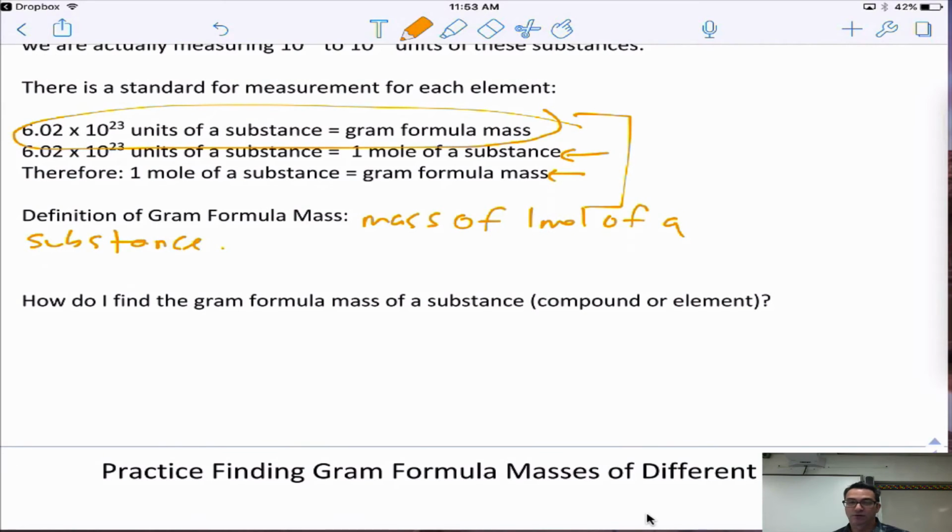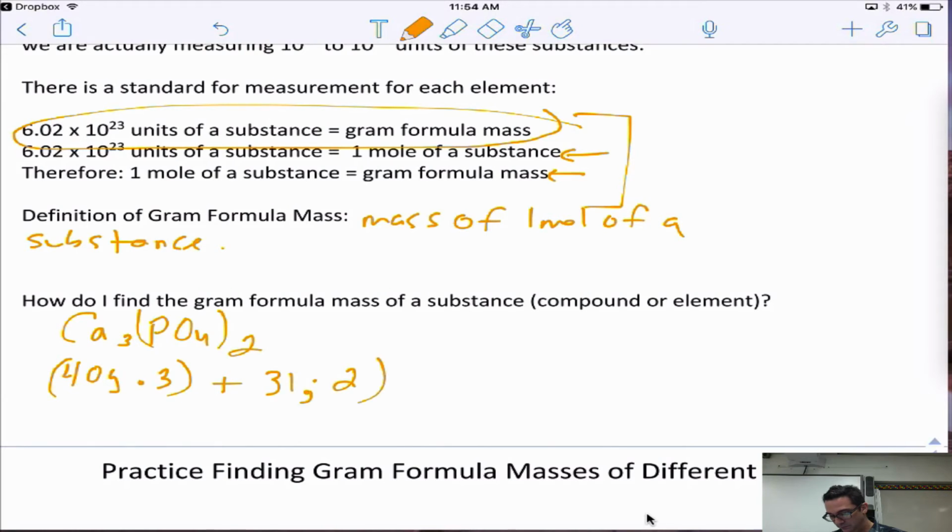So how do I find this gram formula mass? Well, I did the water example for you. Let's try something like calcium phosphate. So now I go and I look at my periodic table. Calcium's 40 grams per mole times 3, plus phosphorus is 31 times 2, plus oxygen is 16 grams times 8. And then we can get our total. Our units for this are going to be grams per mole.